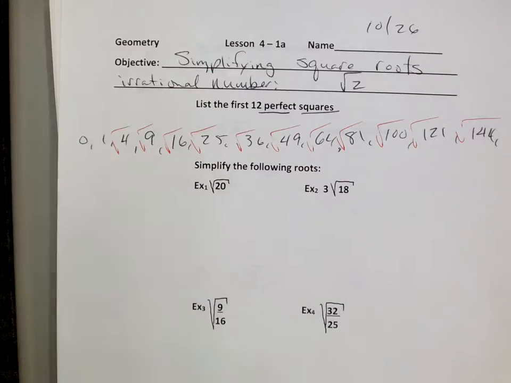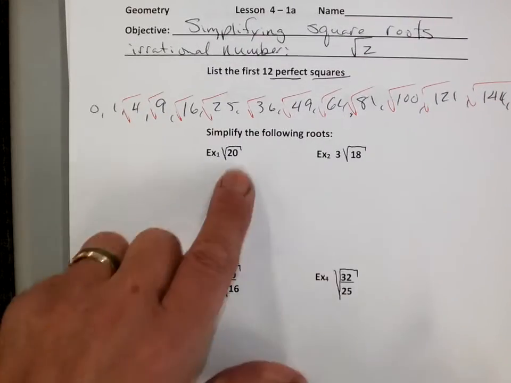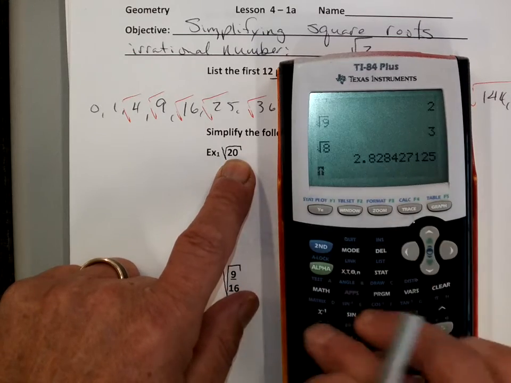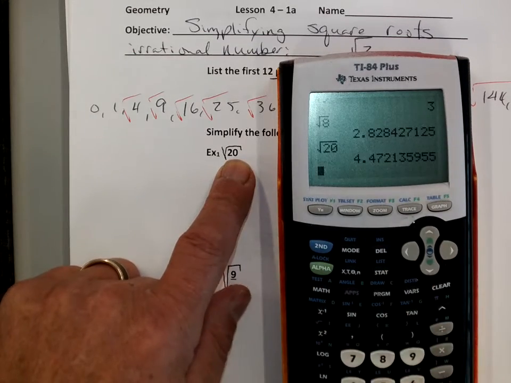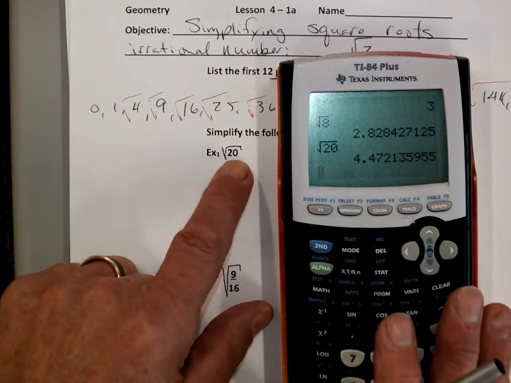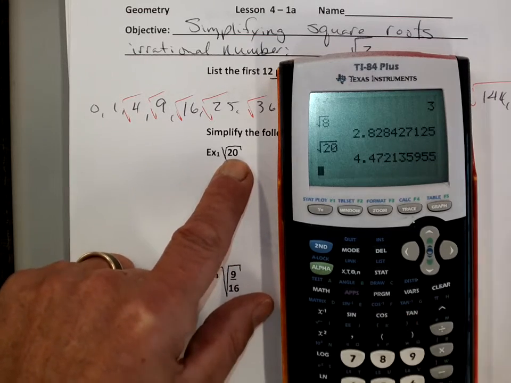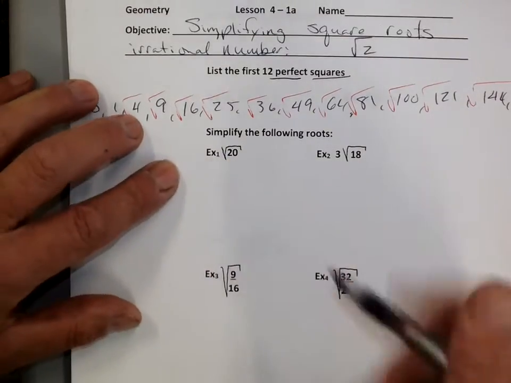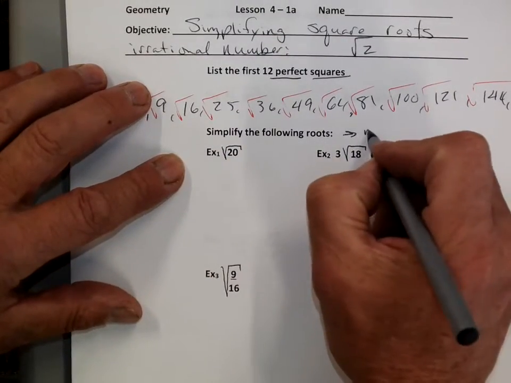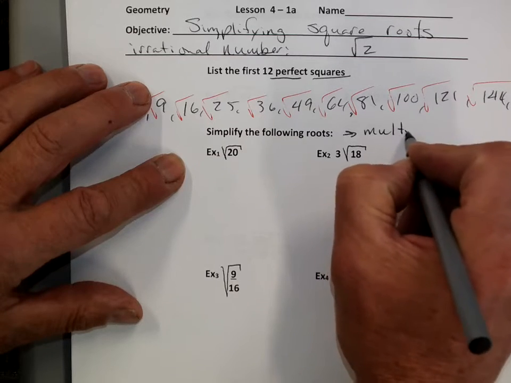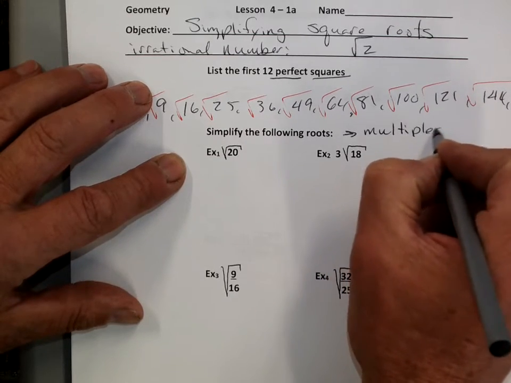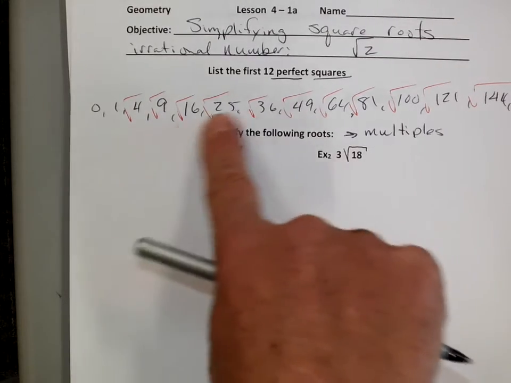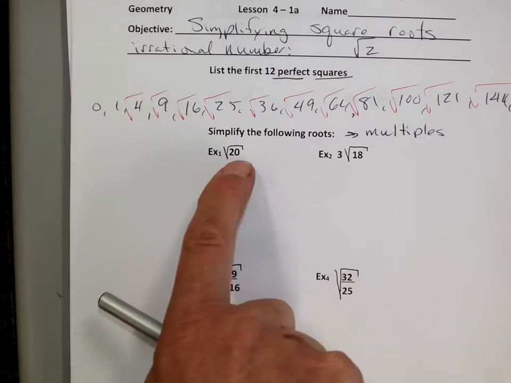So sometimes, and this is our lesson today, we get irrational numbers, like square root of 20, that might have a perfect square in it. Square root of 20 is an irrational number, but it has a perfect square in it. So what we need to do is find multiples, something times something, two numbers. I want multiples that have a perfect square. I want one of these numbers in my multiple. So 2 and 10, no.